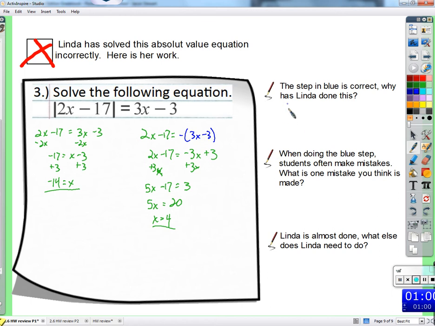So we have to set the stuff inside the absolute value equal to the positive right side, the negative right side. Set equal to the right side, set equal to the opposite of the right side. And we solve both of those equations. Okay? To find all solutions.